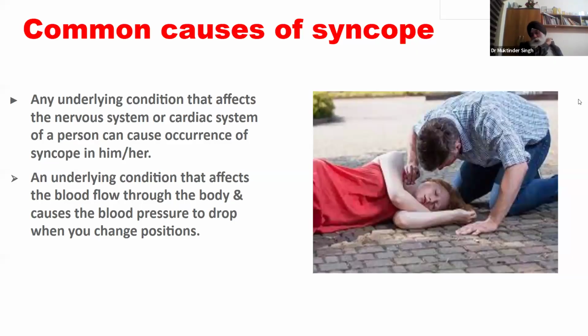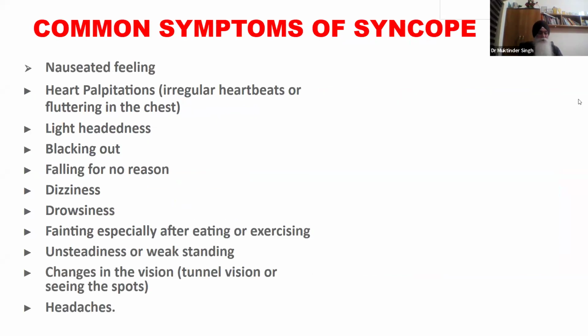Then what are the common causes of syncope? First of all, we should rule out any underlying cause, any systemic cause, meaning some brain pathology, some heart pathology, heart attack. So nervous system or cardiac system deficiencies or some underlying general conditions of a person can cause the occurrence of syncope in them. An underlying condition that affects blood flow through the body, say aneurysm or some embolism or something like that, can also affect when you change position.